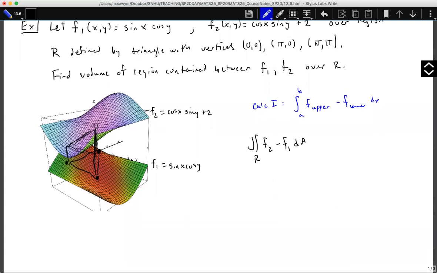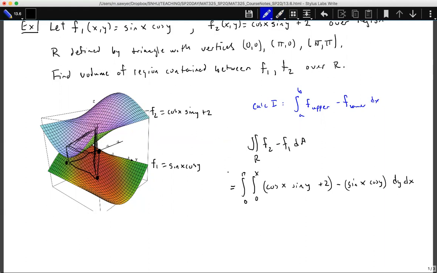So here we have the double integral from 0 to pi. We can describe the region as 0 to x, 0 to pi, of cosine of x sine of y plus 2 minus sine of x cosine of y as our lower curve, dy dx.